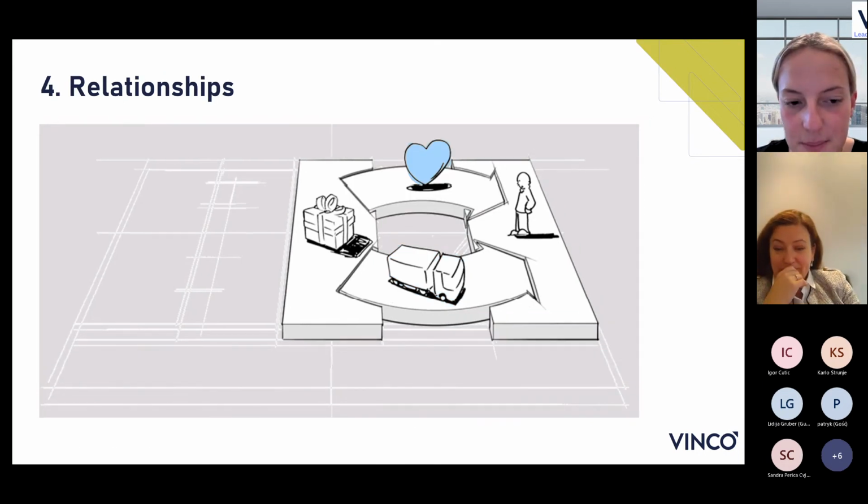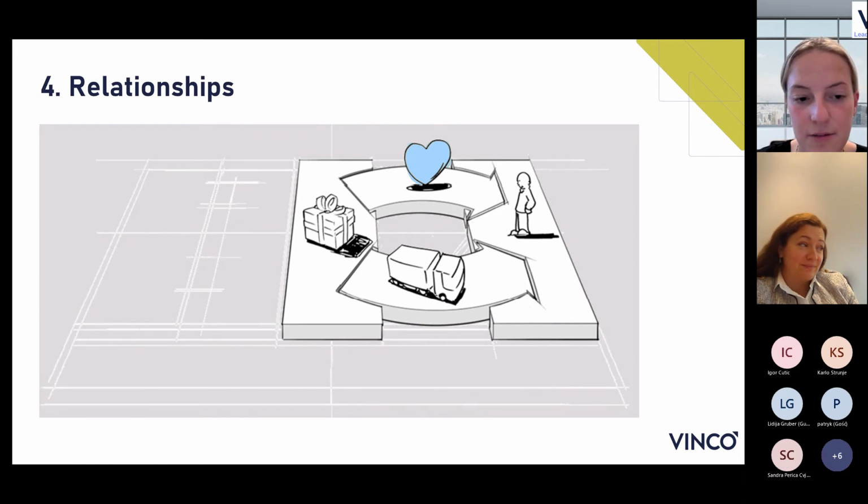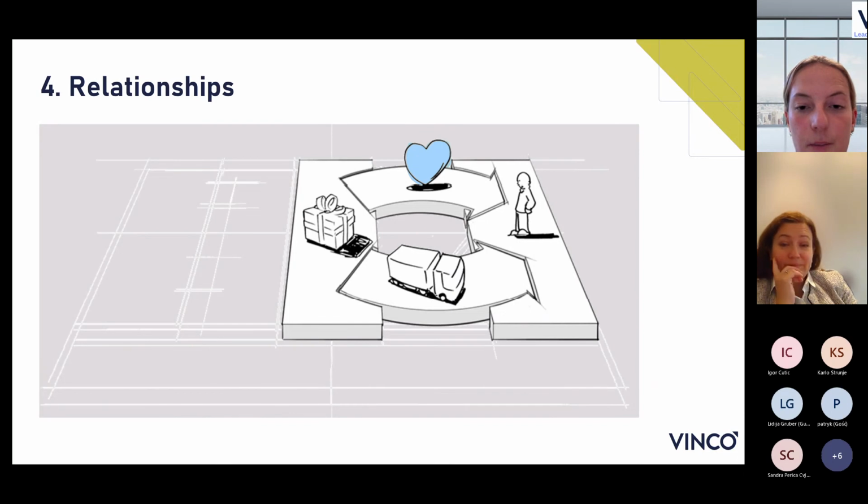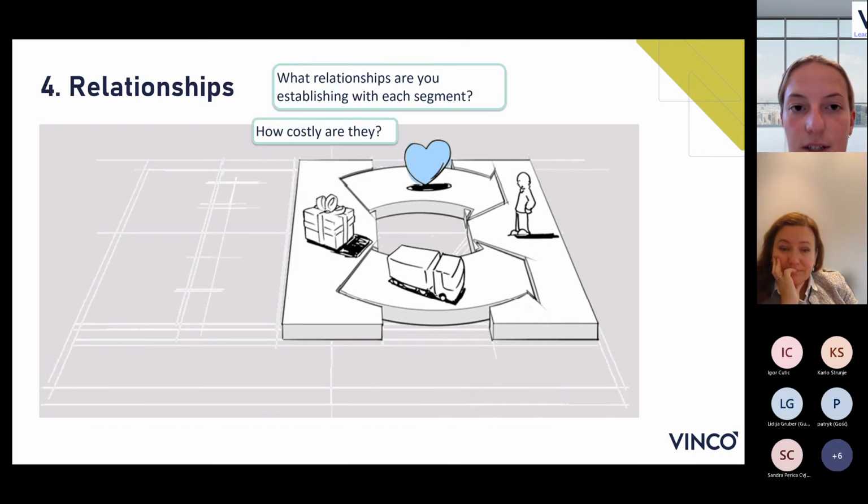Okay, customer relationships. That describes the type of relationships your company will have with specific customer segments. So you should clarify the relationship to establish with each of these customer segments. They can be helpful to acquire customers, for customer retention, or to boost sales. So here are the questions. What relationships are you establishing with each segment? How costly are they?